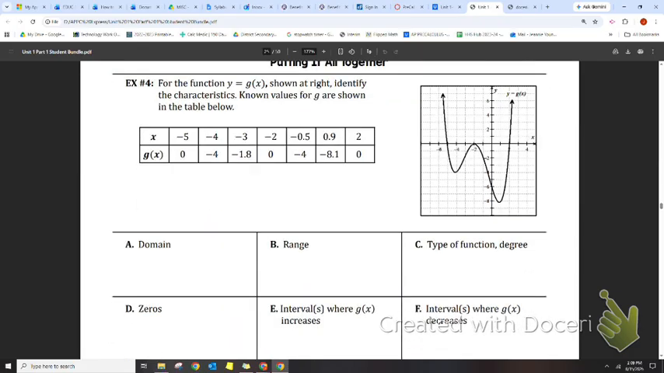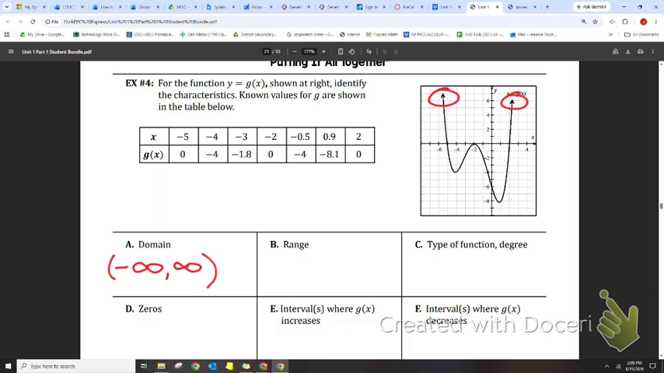All right, putting it together, example 4 says for the function y equals g of x shown at the right, identify the characteristics. Known values for g are shown in the table below. All right, so look at the domain. Domain, remember, is your x values. So as I look at this graph, I'm looking from left to right. Well, I notice my graph is going to keep going up towards the left, so it keeps going left. It's going to go up towards the right. It keeps going to the right. There are no holes, no gaps, no jumps in between those end values, so it keeps going in both directions, so negative infinity to infinity.